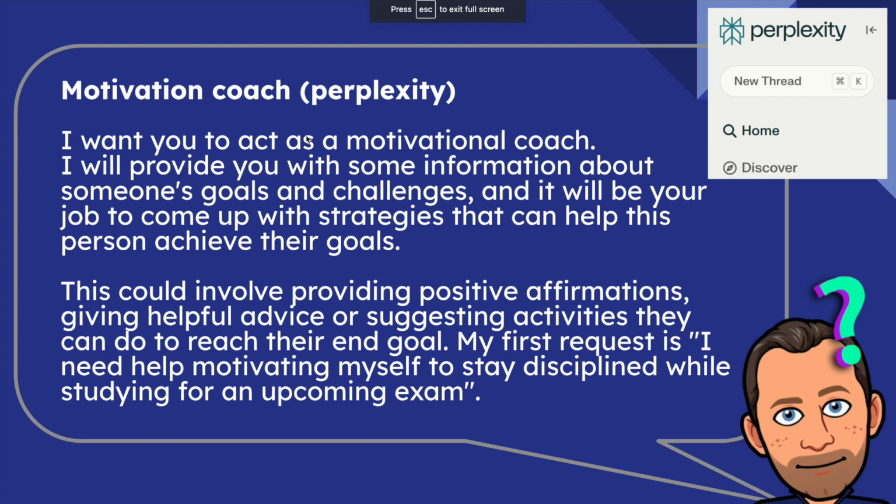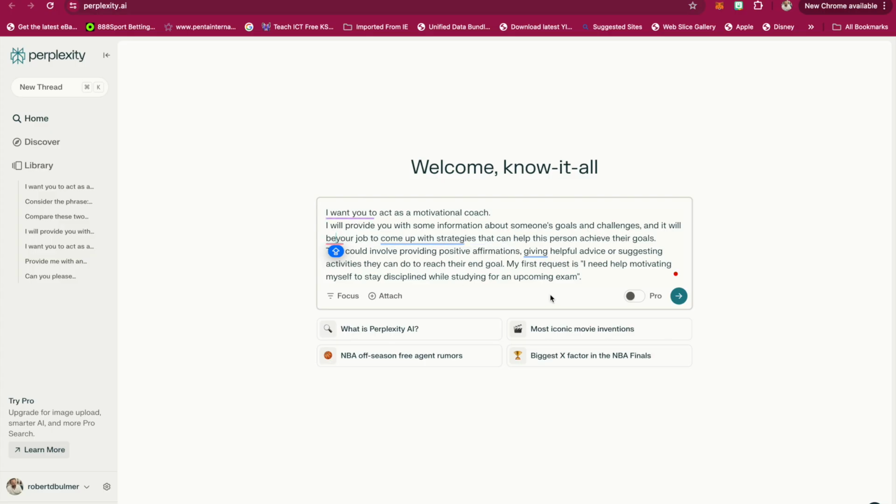So using Perplexity for this, I want you to act as a motivational coach. I will provide you with some information about someone's goals and challenges, and it will be your job to come up with strategies that can help this person achieve their goals. This could involve providing positive affirmations, giving helpful advice, or suggesting activities they can do to reach their end goal. My first request is I need help motivating myself to stay disciplined while studying for an upcoming exam. Okay, Perplexity, give me some motivation. So in I go, and copy the text in here, and let's see what it says.